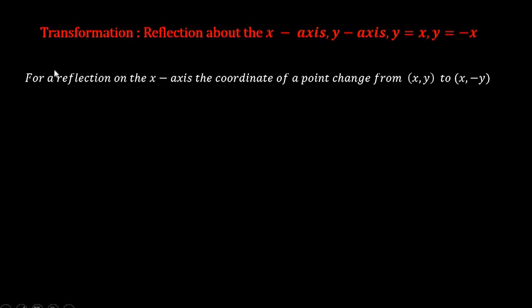Now, when we have a reflection on the x-axis, the coordinate of a point changes from (x, y) to (x, negative y). Very important. When we have a reflection on the x-axis, the coordinate of a point changes from (x, y) to (x, negative y).